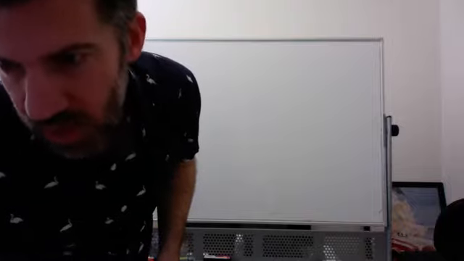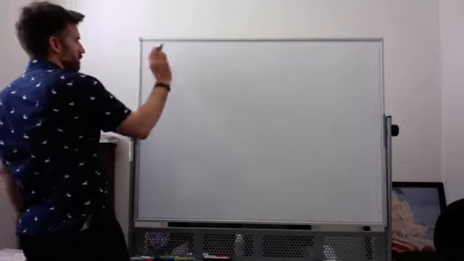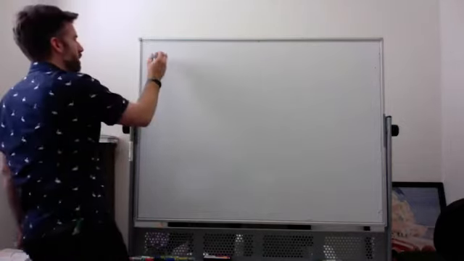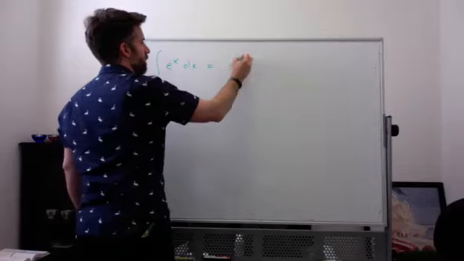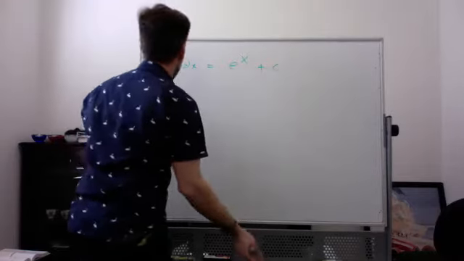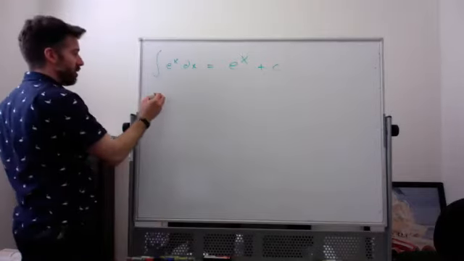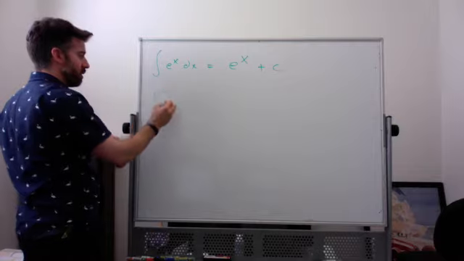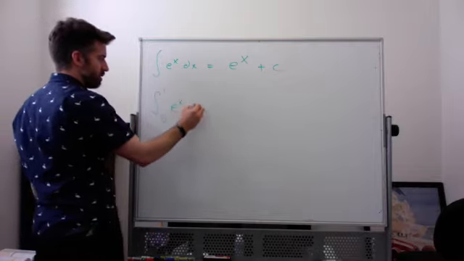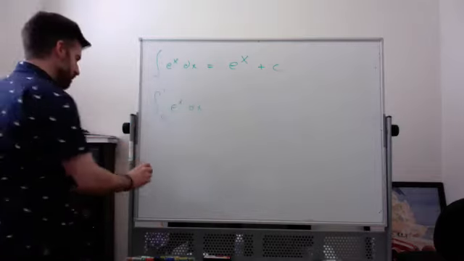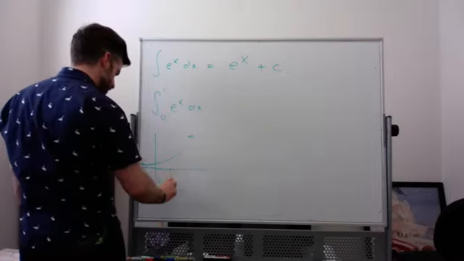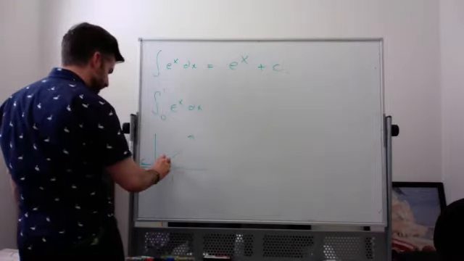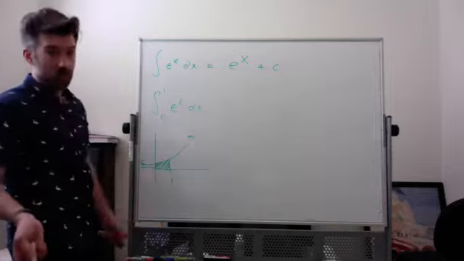Do you have to plus c for e to the x? Yeah, for sure. If you're doing an indefinite integral, the antiderivative of e to the x is definitely e to the x plus c. If I wanted to find the area under the curve of e to the x between 0 and 1, then I don't need the plus c, right?